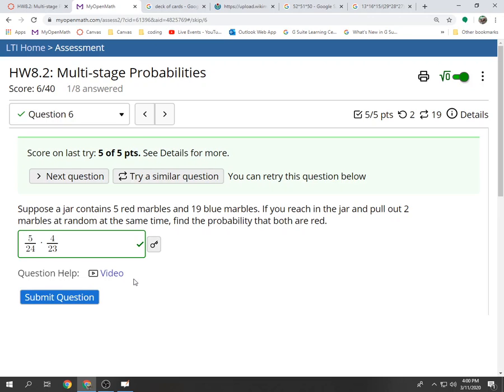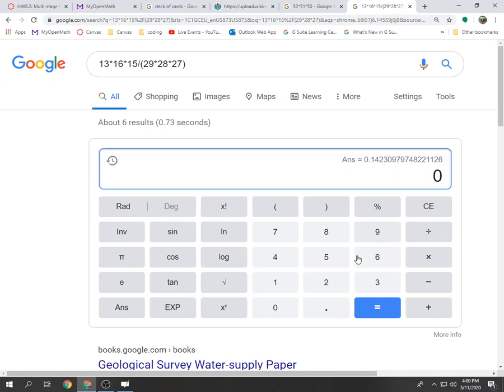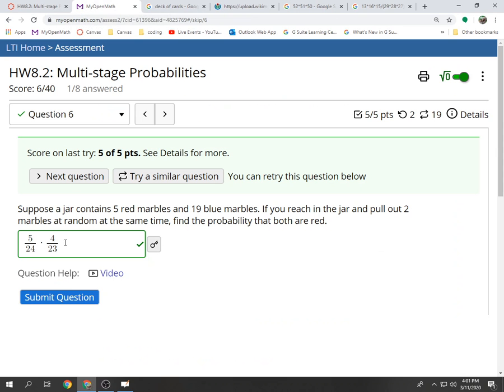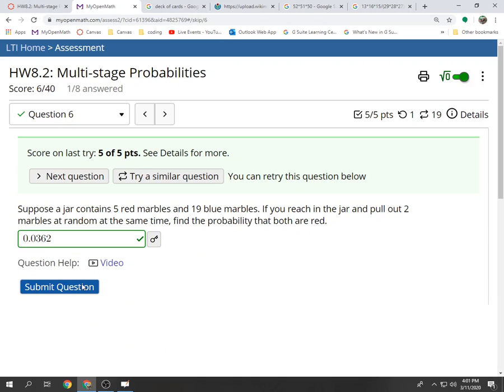And again, be careful typing it in your calculator. Depends on your calculator how it types stuff out. On mine, I can type 5 out of 24 times 4 out of 23. And so probably 4 decimal places is enough. 0.362 should be acceptable also. Yeah, it likes that too. Questions on that one?